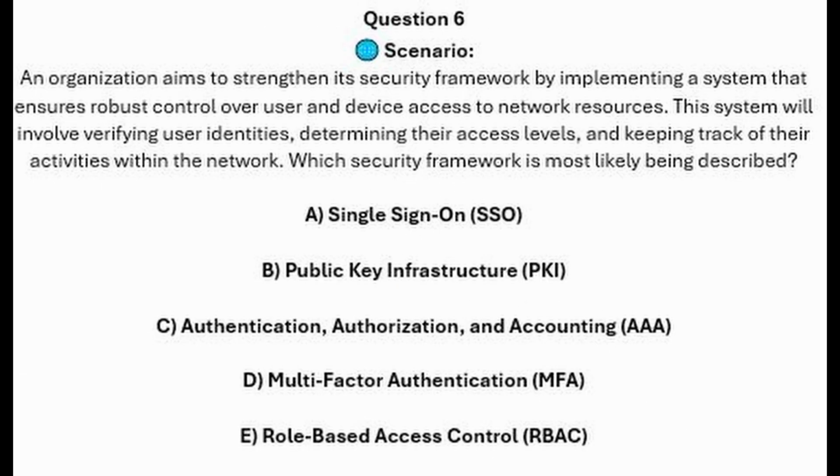And for the next question of our exam, question number 6. And the question states, an organization aims to strengthen its security framework by implementing a system that ensures robust control over user and device access to network resources. This system will involve verifying user identities, determining their access levels, and keeping track of their activities within the network. Which security framework is most likely being described?